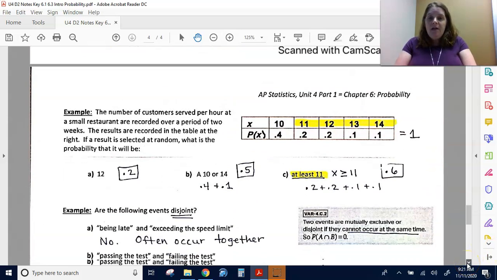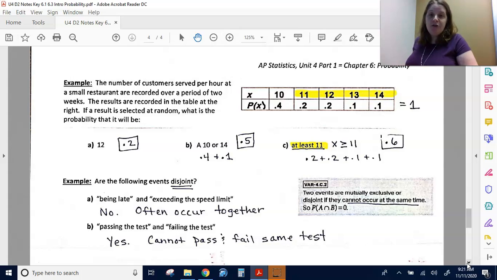All right. The number of customers served per hour at a small restaurant over 2 weeks. The results are recorded in the table. If a result is selected at random, what's the probability that it will be one of these numbers? So again, the first thing you need to do is verify, are all of my probabilities, see this P of X, are all of these probabilities between 0 and 1? That's good. Do they add up to 1? Good. All right, so we're good to go there.